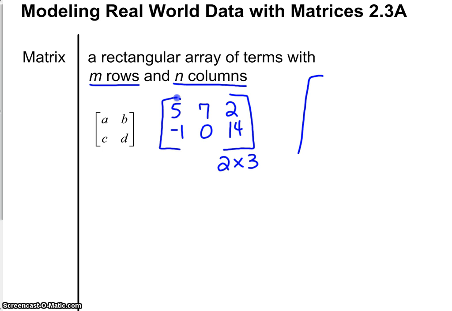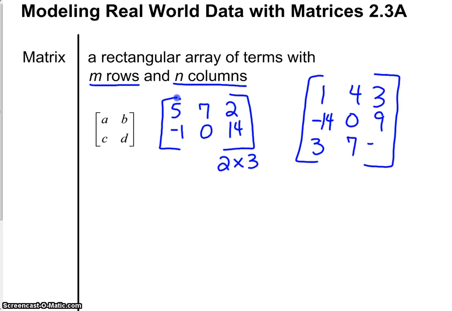We can have another matrix here. I'm going to make a different shape matrix. I might say 1, 4, 6, or 3, excuse me, -14, 0, 9, 3, 7, -4. Okay, this matrix is a 3 by 3 matrix. There are 3 rows and 3 columns. So you can see each matrix is a little bit different.